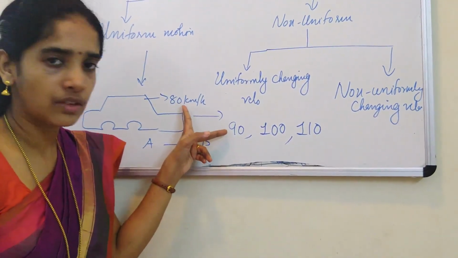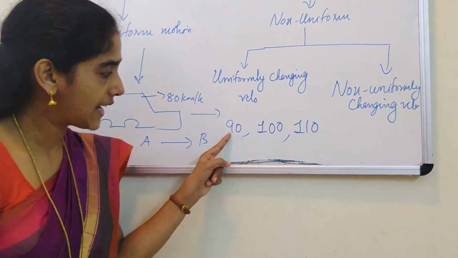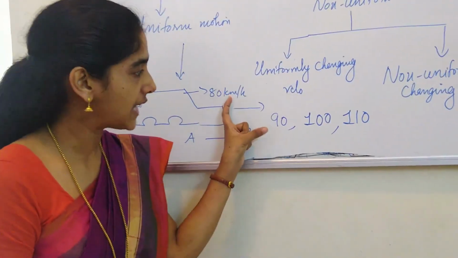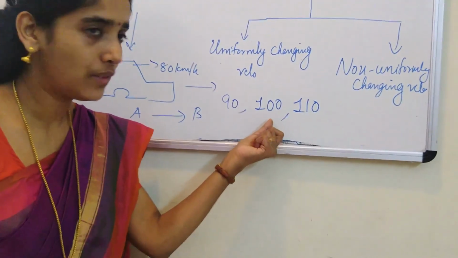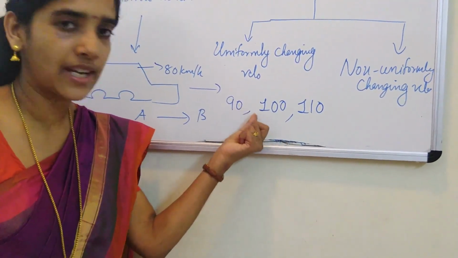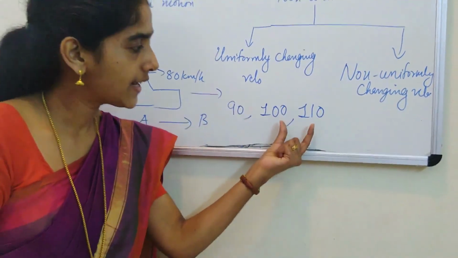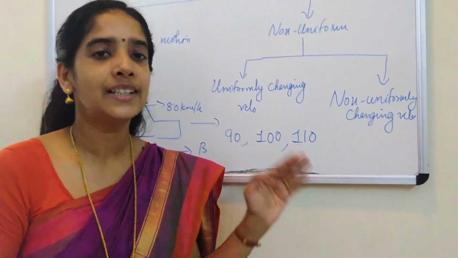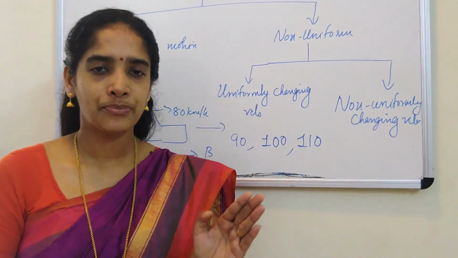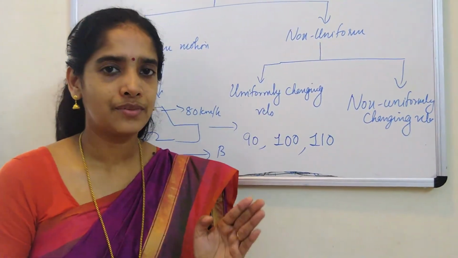And let us have a look at this change. What is the change in the first 1 minute? Change 90 minus 80. So the change in velocity is 10. Next 1 minute, what is the change? How do we get it? 100 minus 90. How much is it? 10. And next 1 minute, the change is 10. That means what we understand from here, there is change in velocity, but the change is uniform, right?